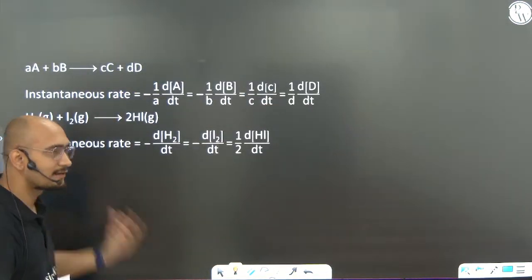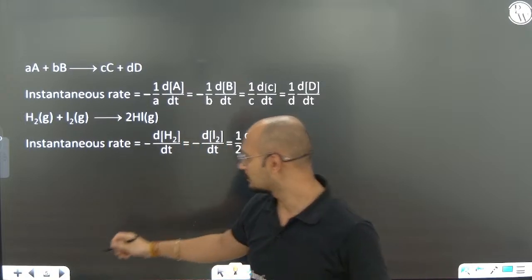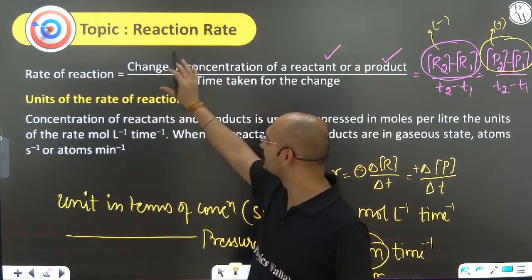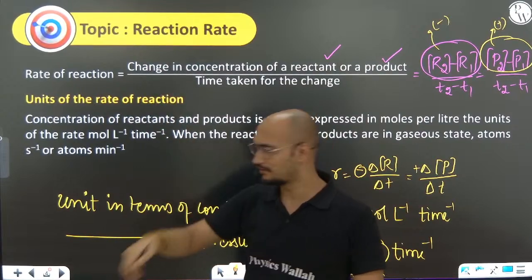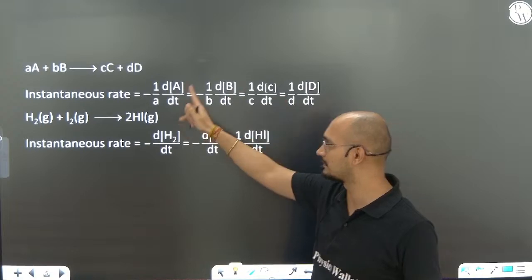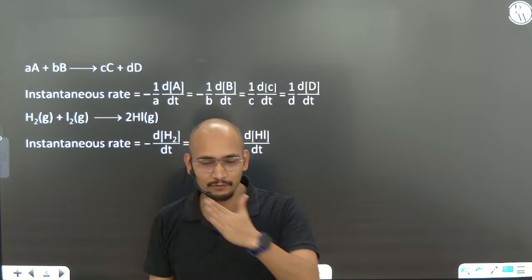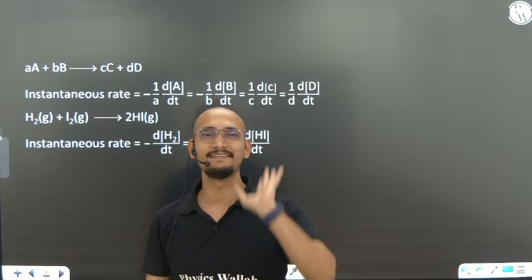Next, how do we write this rate? How do we represent this rate? Now this was just basic representation. It is not the complete or final representation. The final representation of rate will be this. Let's see. At any point of time, the rate of change of any reactant or any product will be called the instantaneous rate of reaction.